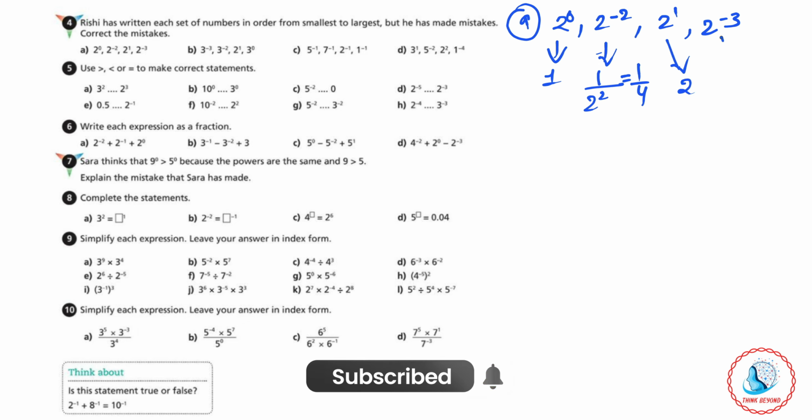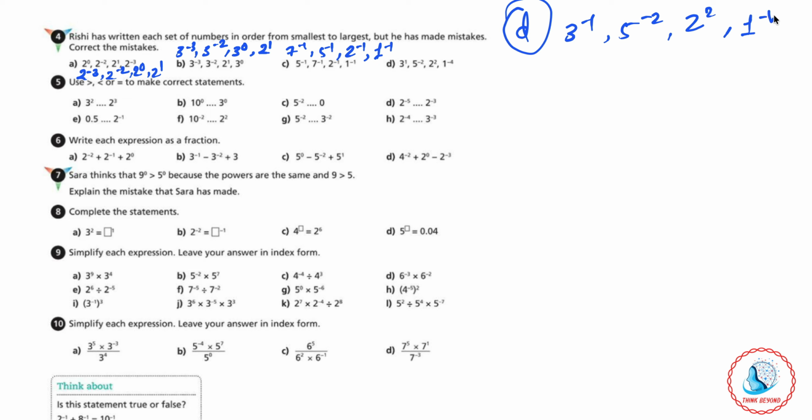So you can write here 7 raised to power minus 1, then 5 raised to power minus 1, then 2 raised to power minus 1, then 1 raised to power minus 1. Now for question number D. Let me erase it. Question number D says 3 raised to power minus 1, 5 raised to power minus 2, 2 raised to power 2, 1 raised to power minus 4.